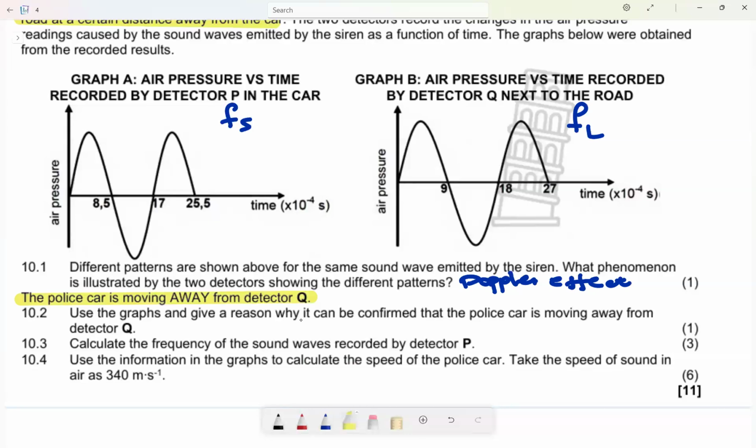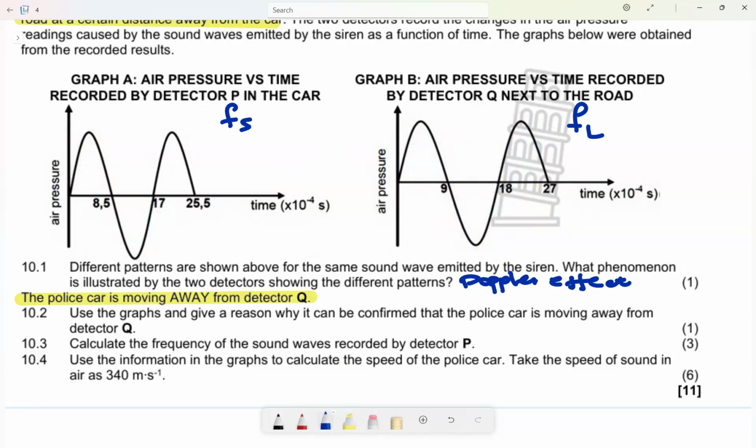Use the graph and give a reason why it can be confirmed that the police car is moving away from the detector Q. Why can we prove that? Can you see that the wavelength here is like that, but here can you see the wavelength becomes longer? Remember, if it is moving away, the wavelength becomes longer, but the frequency becomes lower. Can you see here the complete wavelength is 17, but here the complete wavelength is 18. So how can we prove that? Use the graph, why it can be confirmed.